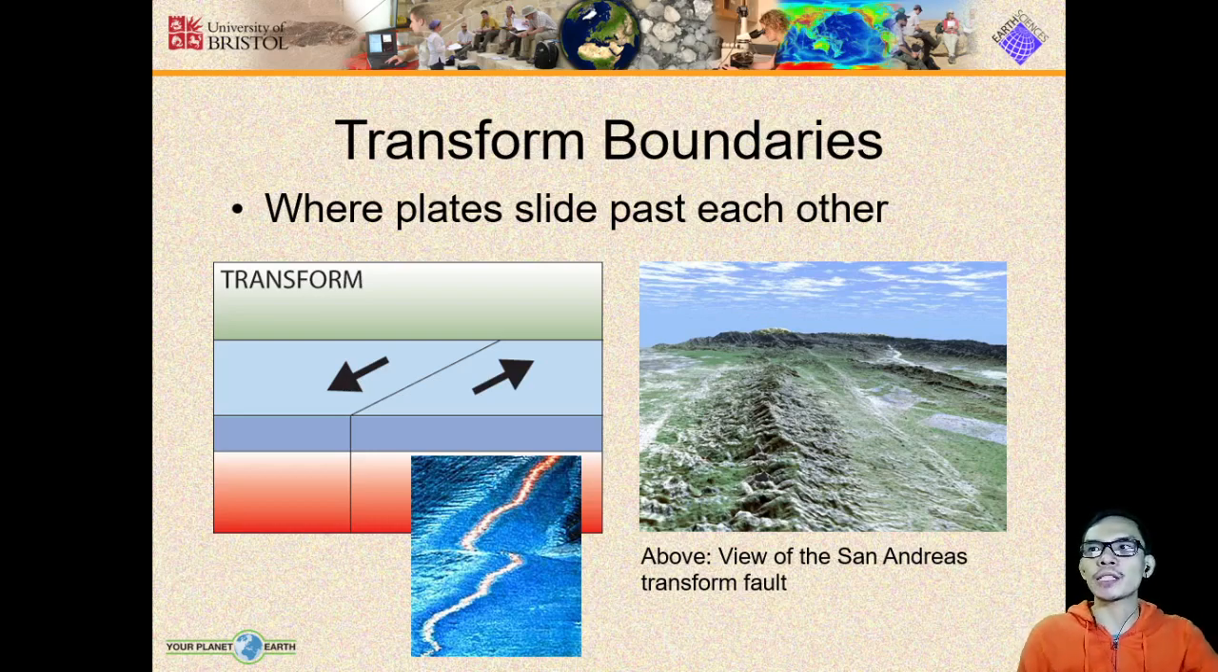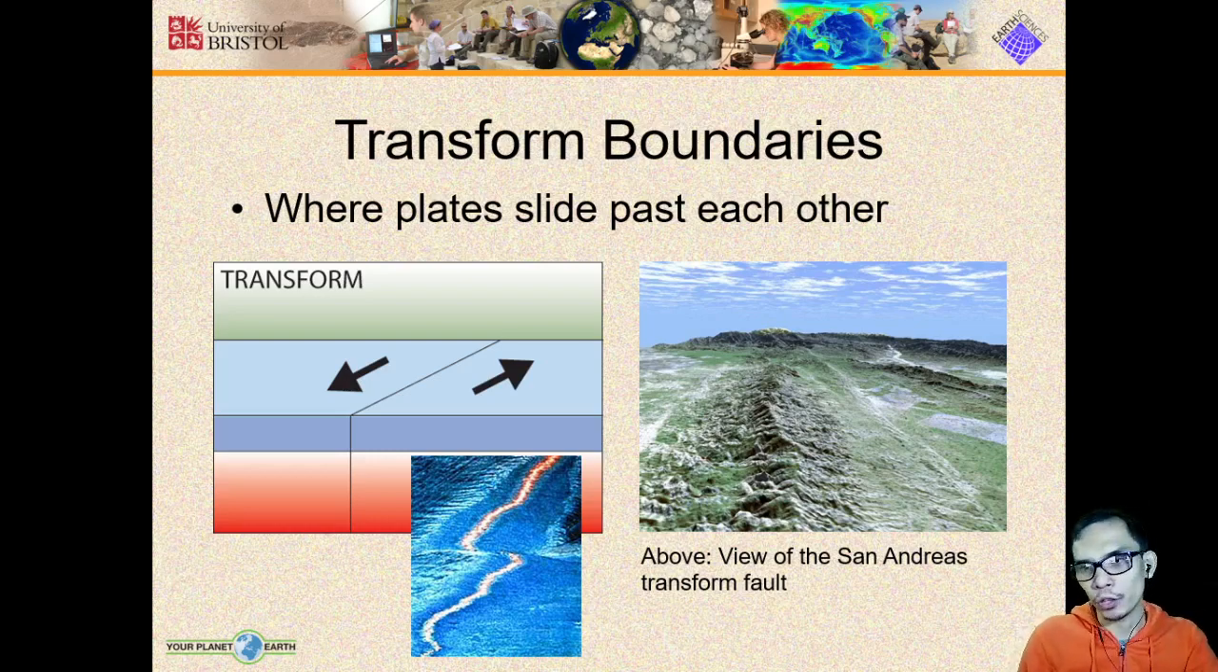Instead, the plates are sliding past each other. The plates over here are sliding past each other. So, most of the time, transform plate boundaries can be seen in places where there are two or more plate boundaries interacting with each other.